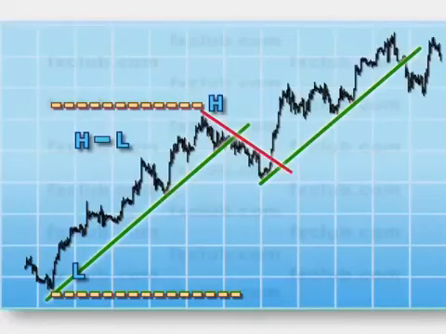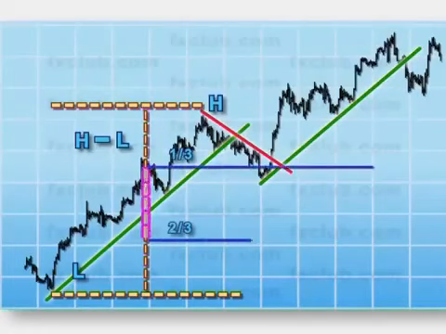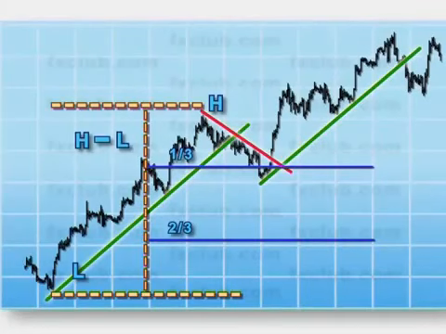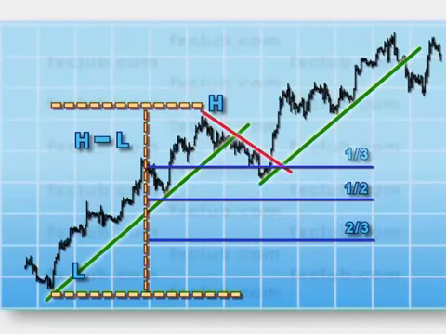Now we plot a line from the highest high so that it's perpendicular to the horizontal line through the lowest low. We divide this vertical line into 3 and into 2. We are left with 3 points, a third, a half and 2/3 of H minus L. By projecting horizontal lines through these points, we have our correction levels. These values were put forward in the 19th century by Charles Dow.